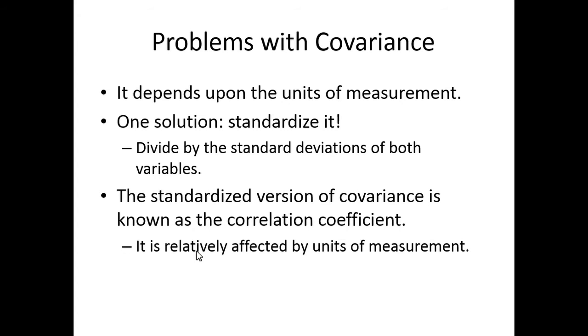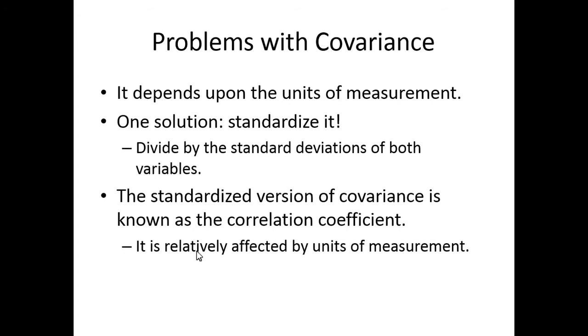We standardize it, which is the answer to everything. Like if you aren't sure, it's z-scores. That works in my undergrad class. I don't know if it actually works here, but close. Okay. So, divide by the standard deviations of both variables. Okay, so take that covariance and standardize it. The standardized version of covariance is what you're familiar with, Pearson's correlation coefficient. Okay, so Pearson's R.